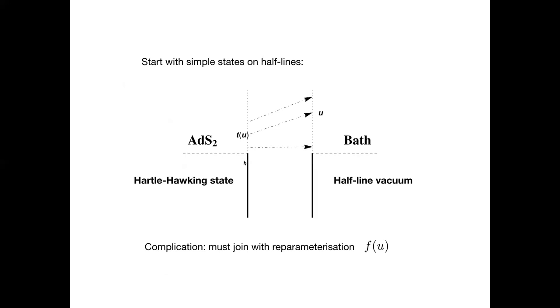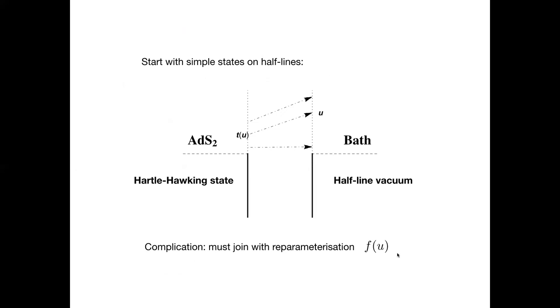And I have this auxiliary system, which I'm going to take to be the same CFT as the bulk matter system, living on some flat half space. Again, it's got a boundary here and it's prepared in the half line vacuum. So it's the same discussion. But then in the top half of the diagram, I'm going to do a Lorentzian evolution and remove the boundary of AdS2 and the boundary of the bath. Instead I'm going to glue these two systems together.